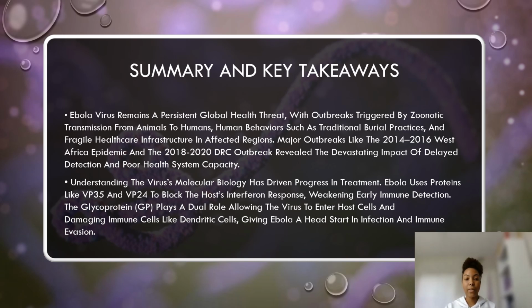With an understanding of the virus's molecular biology, treatments have advanced. Ebola uses proteins like VP35 and VP24 to block the host interferon response, weakening early immune detection. The glycoprotein GP plays a dual role, allowing the virus to enter host cells as well as damaging immune cells like dendritic cells and macrophages, giving Ebola a head start in infection and immune evasion.